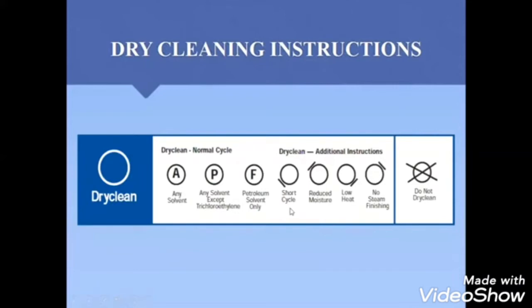It also provides additional information such as it can handle short cycle, reduced moisture, low heat, and no steam finishing. A circle with a cross indicates that garment is not to be dry cleaned.